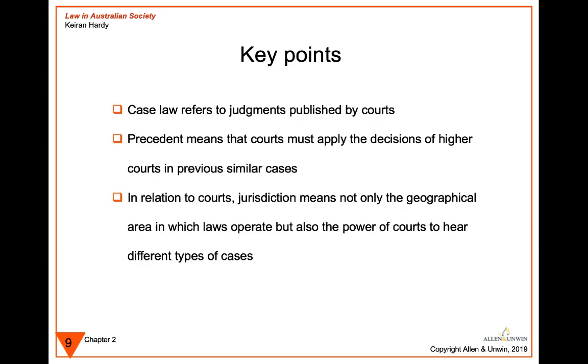So to recap the key points from this chapter, case law refers to judgments published by courts. Precedent means that courts must apply the decisions of higher courts in previous similar cases, and you can look to the court hierarchy to work out which precedent is binding and which is merely persuasive. In relation to courts, jurisdiction means not only the geographical area in which laws operate, but also the power of courts to hear different types of cases.